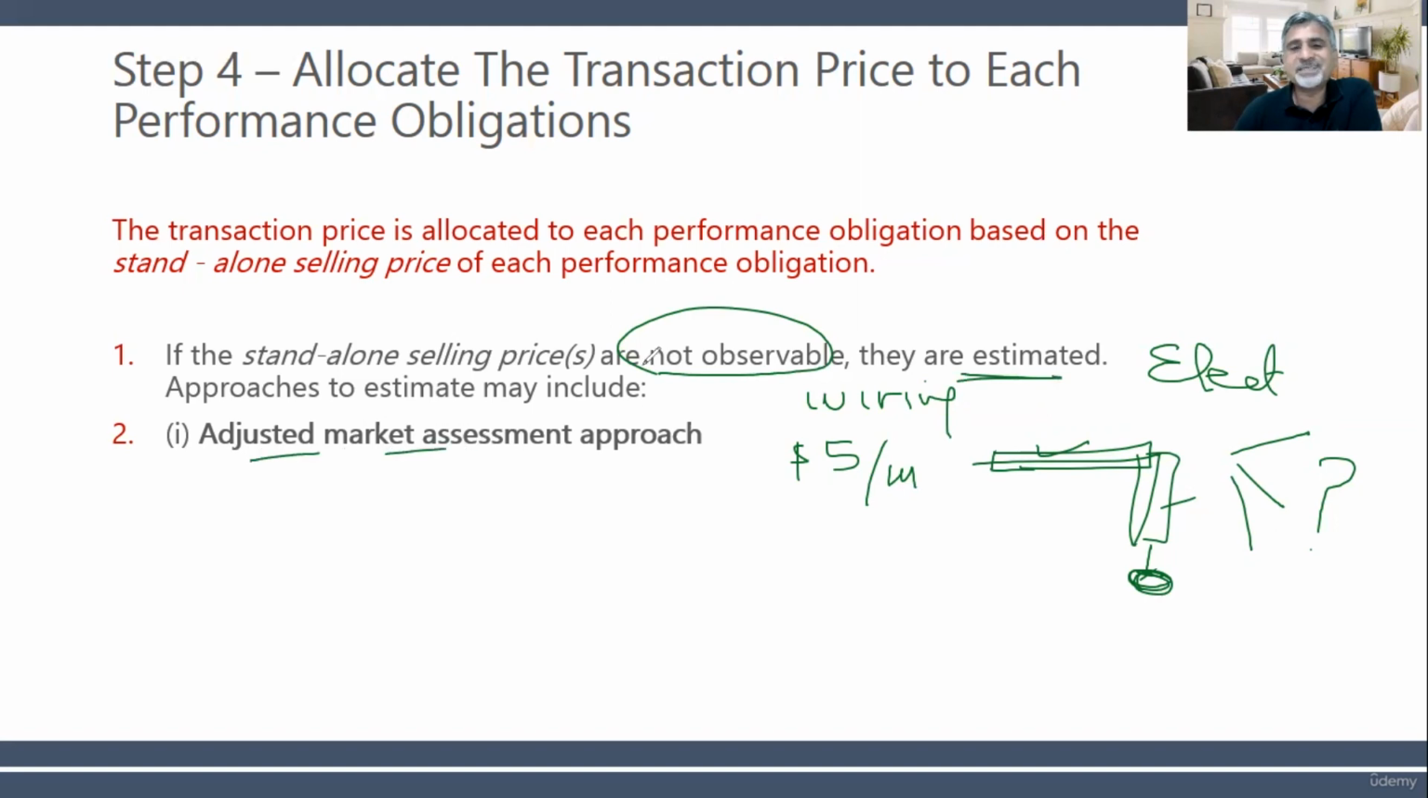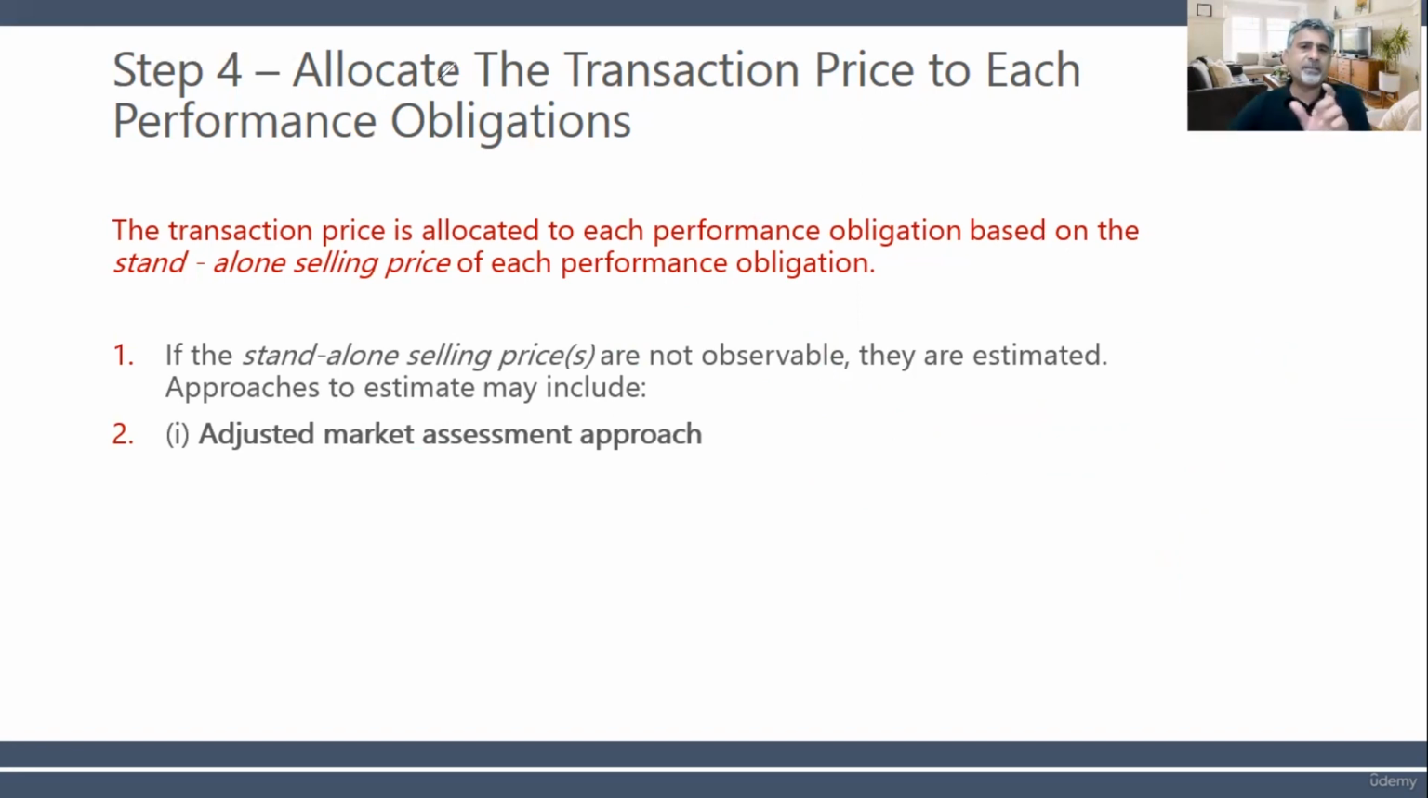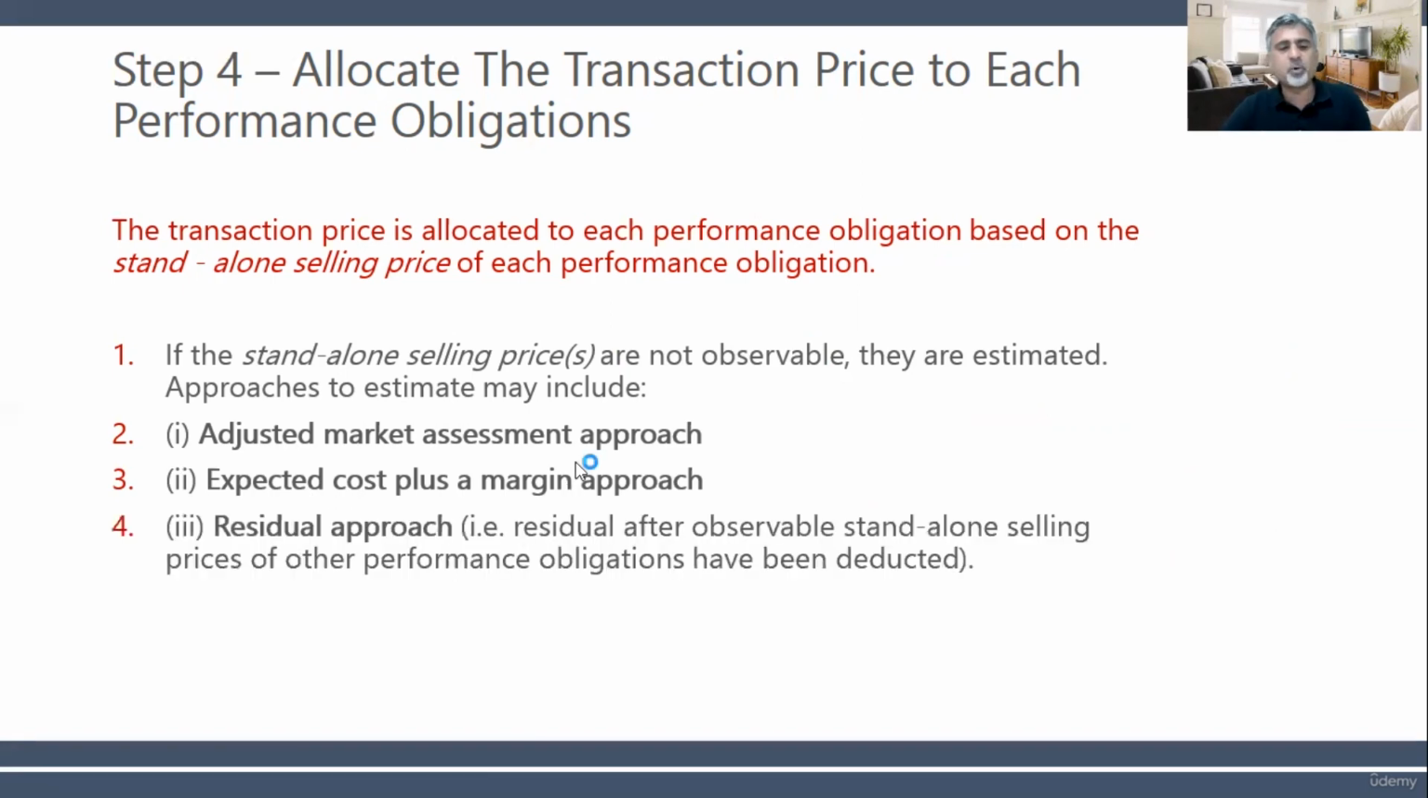Estimates are the adjusted market assessment approach. You take it to market and you make some kind of adjustments. You can calculate labor, the time spent, the labor cost, etc. Expected cost plus a margin approach, residual approach, which means whatever is left at the end. So you can have different methods of doing it. These are 2-3 methods, but you might have a fourth or fifth or sixth method, anything which is possible, justifiable, logically correct within your current scenario. Because what is your scenario? It could be different every time. So that is the time you need to think about how to split this price between two different obligations.